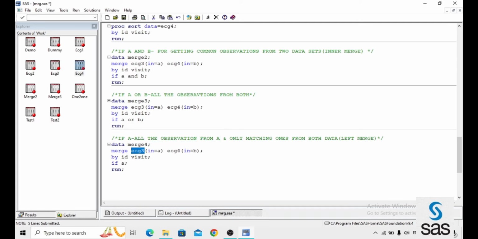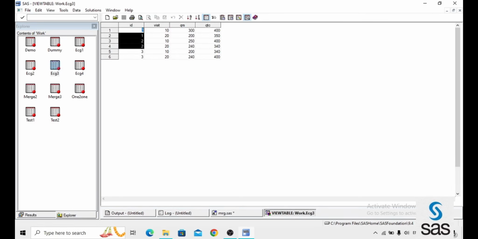What is the meaning of A here? ECG 3. All the observations, what does it mean? All the observations here, whatever the variables, ID 1, 1, 2, 2, 3, 3 and 10, 20, 10, 20, 10, 20. And at the same time, whatever observations are matching with the B. What is matching here? 110 is matching, 210 is matching, 220 is matching, 310 is matching. Then what observation is not coming in the merge? This one. This is not matching with the A.